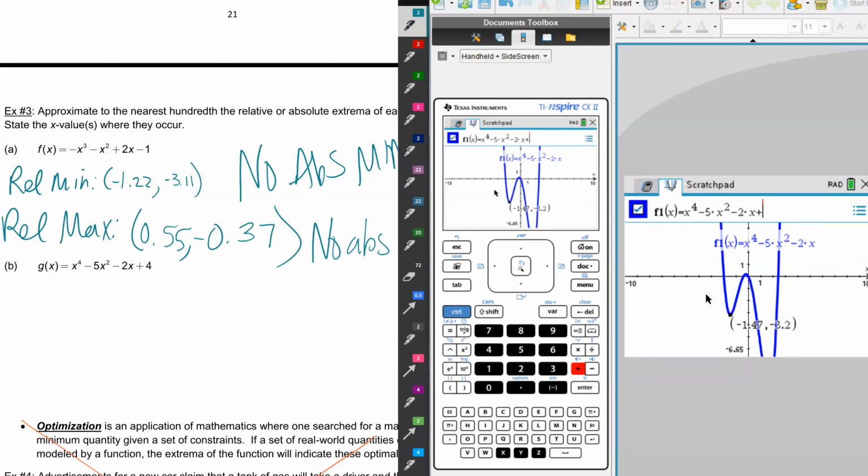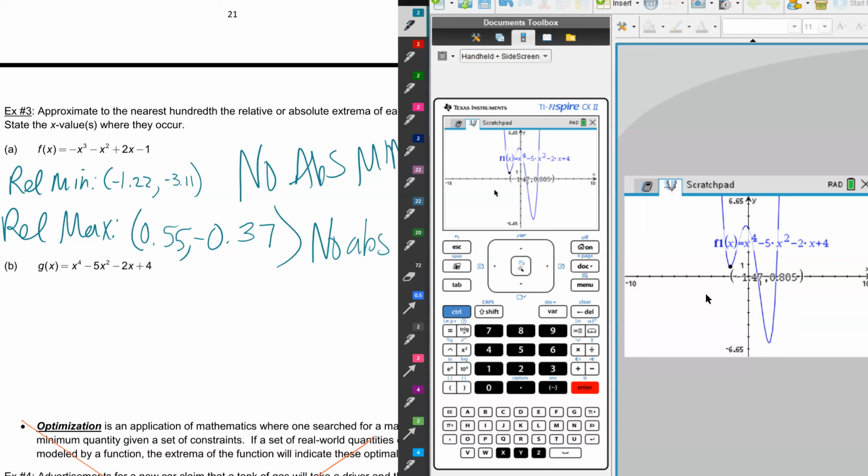Minus 2x plus 4. So in this case, one of our relative minimums will be the absolute min. So we're going to write all of our relative mins and maxes. So in this case, we can talk about the end behavior.